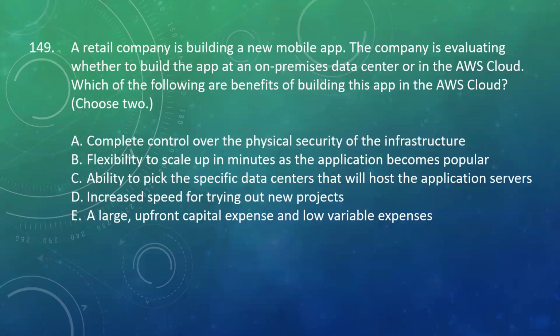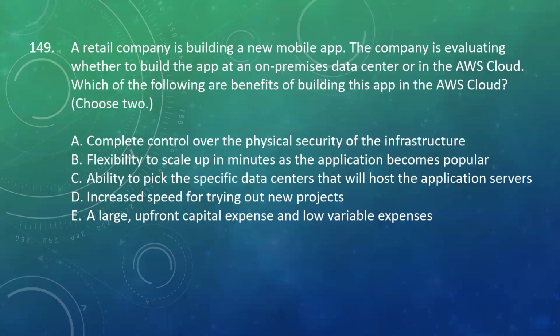Let's look at option D. Increase speed for trying out new projects. Yes, this seems to be the right option because you have whole services at your disposal and you can spin up the infrastructure in just a few clicks. So you get increased speed for trying out new projects. Suppose you want to use serverless computing. You have everything at your disposal and you just need to create the Lambda functions in just a few clicks.